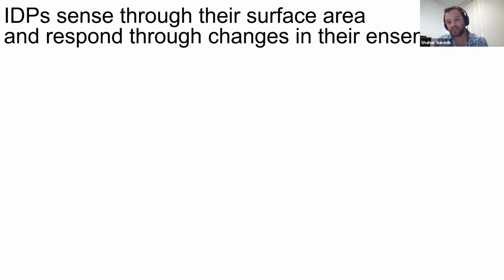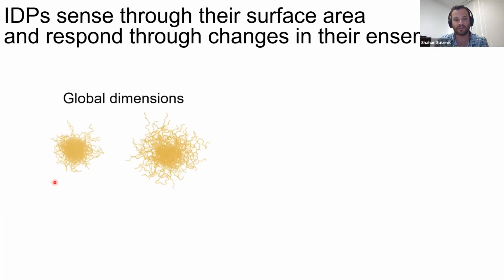And so when we think about this, since I am at least trained as a chemist, we start thinking about the physical chemistry of this. And when you think about that, you realize that these disordered regions sense the environment through their surface area and then can respond to their environment by changes in their ensemble. So how does this take place? Well, first of all, we can think about the global dimensions of the ensemble. So these hairballs that you see here are essentially a few hundred conformations of a disordered protein overlaid one on top of the other. And depending on the environment the protein is in, this can cause the ensemble to expand or to contract.